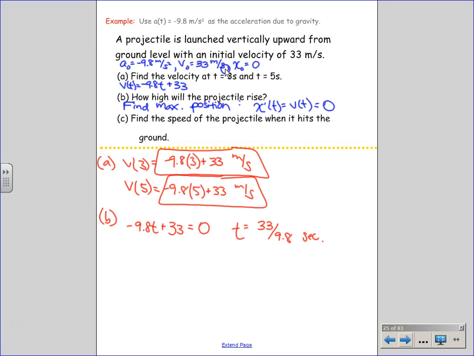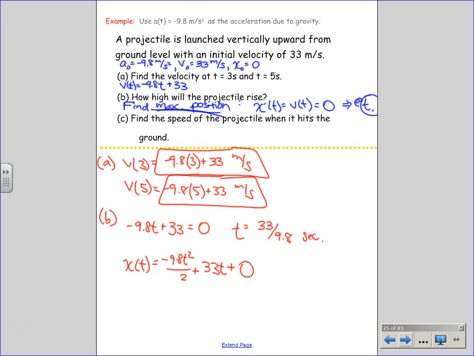This one gets us a t. What are we going to do with that t if we need to find the max position? Plug it in. To who? Position. Ah! We don't have it yet. That's okay. How do we get position? Memorize a physics formula or just say, oh, it's going to be the integral of velocity. So how do we integrate negative 9.8 t? Negative 9.8 t squared all over 2 plus 33 t plus c, good, because it's starting from ground level, so my initial position, the c, is 0.